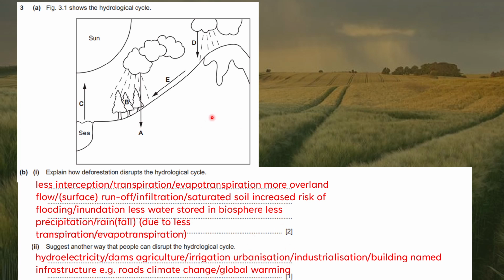Urbanization, again, building pavements, surfaces that cannot be infiltrated will do that. And also climate change or global warming. So people are causing this, so this is increasing the cycle. In some areas, there will be less rainfall, less evaporation, or more evaporation. In others, it will be the opposite.